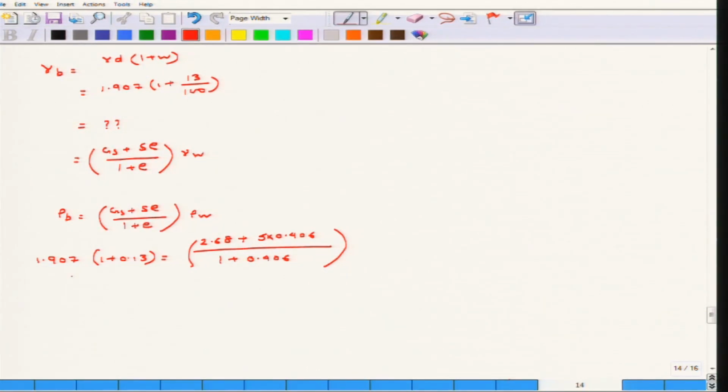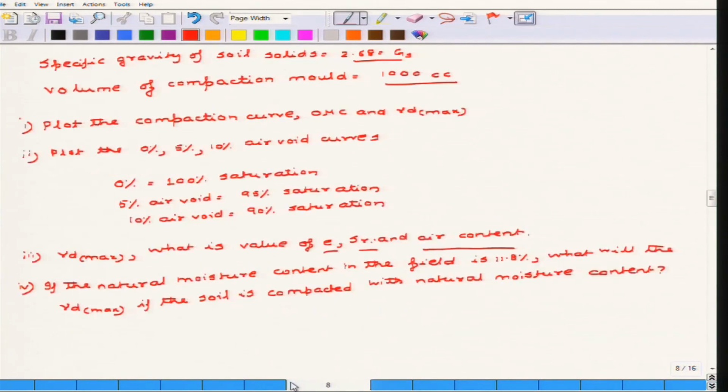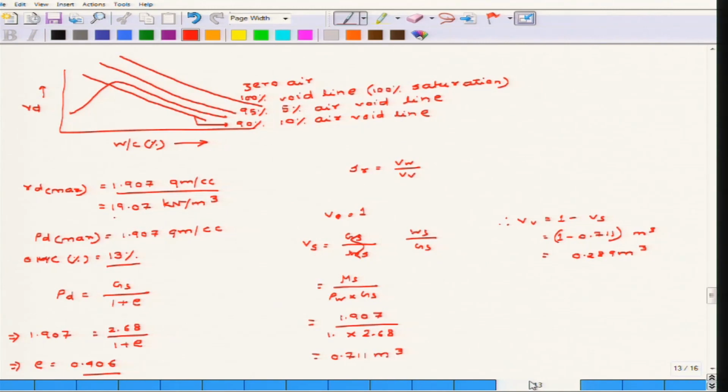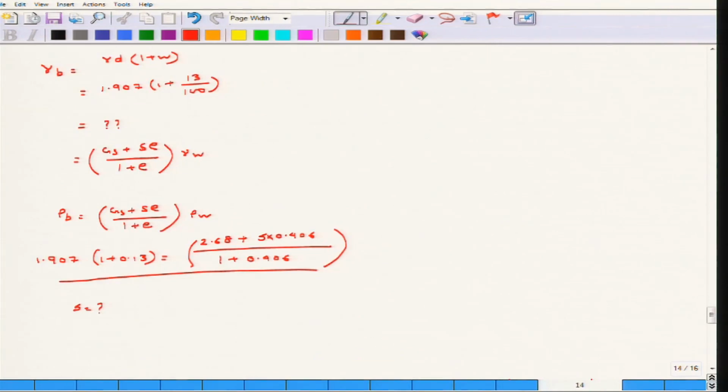So, this is how you find out the value of degree of saturation. Now, the degree of saturation is known to us. Now, the third and last question that is asked to us is what is the volume of the air content. If you know the volume of voids, then obviously you can find out the volume of air content as well. The volume of air content is equivalent to the volume of voids minus the volume of water.